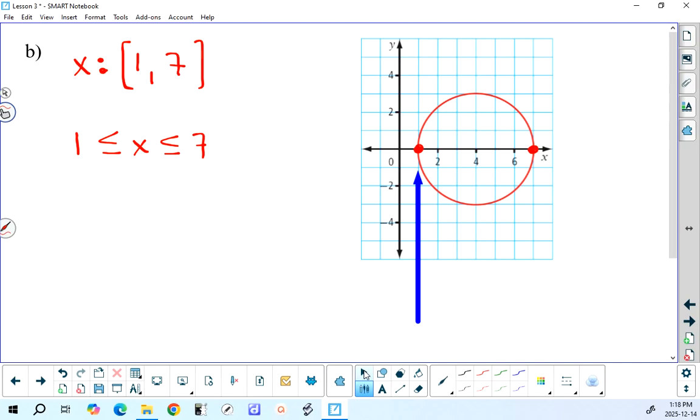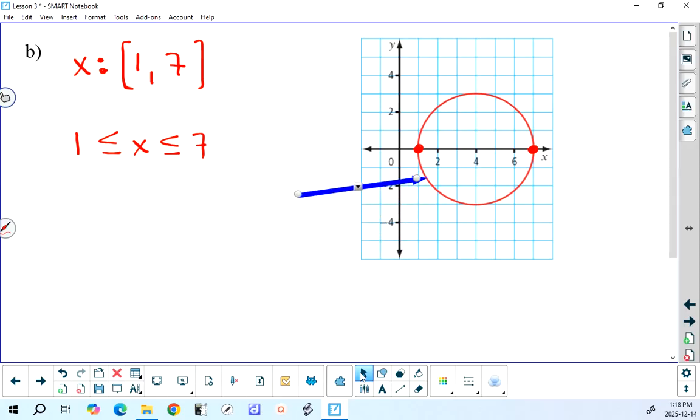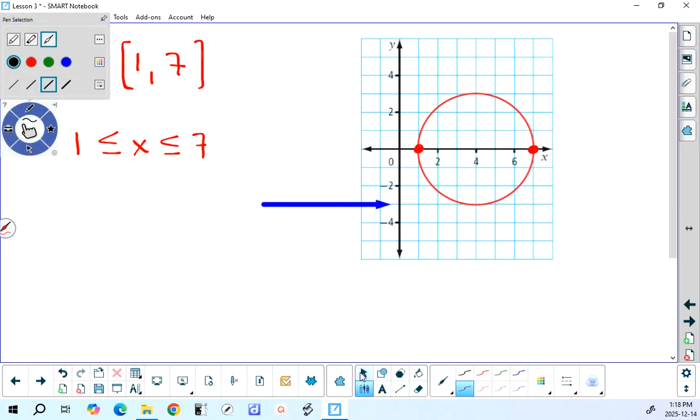For the range, we're simply going to turn our gaze sideways and look at the smallest value of y, which is down here at -3, and the largest value of y is up here at +3.